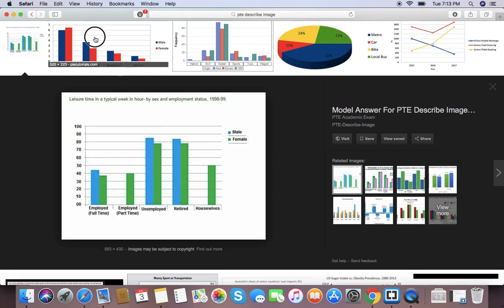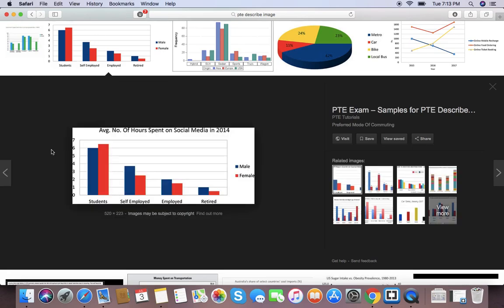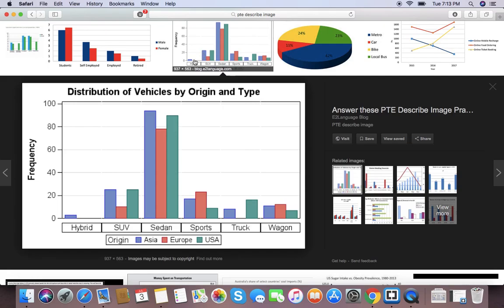I'll give you some more examples. This is a bar graph which shows the average number of hours spent on social media in 2014 by males and females who are students, self-employed, employed, and retired. This bar graph shows the frequency and distribution of different type of vehicles in Asia, Europe, and USA.